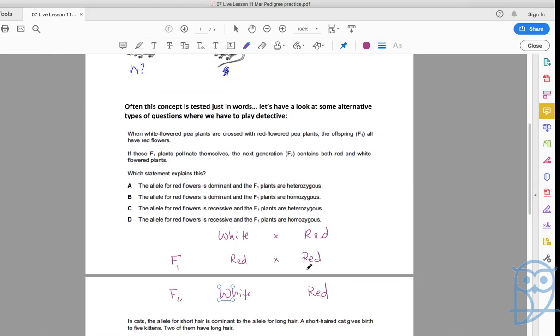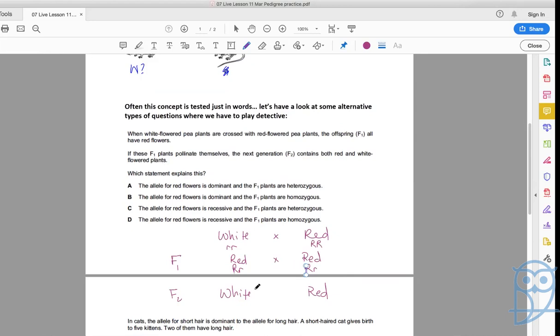So we would have a capital R for dominant red. We usually use the letter for the dominant allele. So little r for white. Capital R, little r. So these guys are dominant and homozygous. These guys are recessive and homozygous.